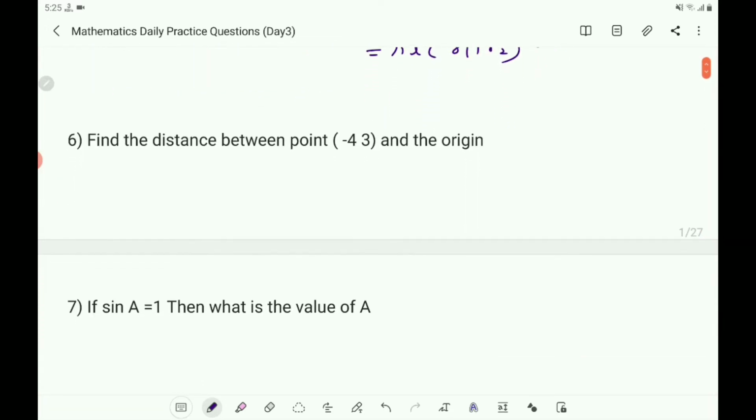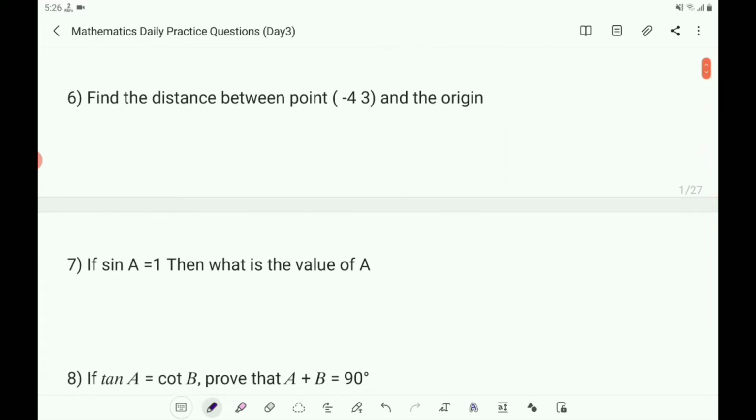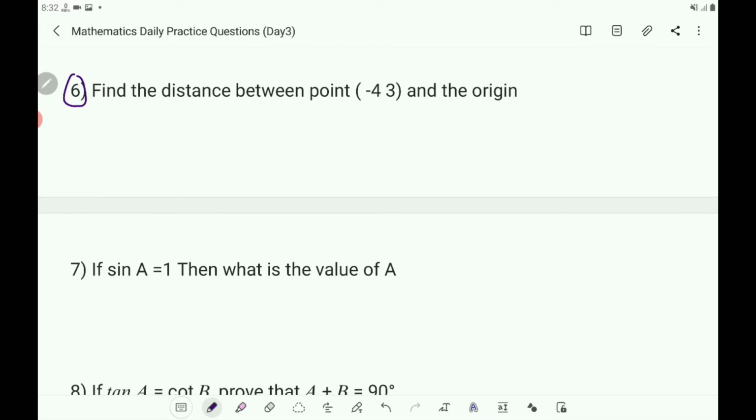Now take the sixth question. Find the distance between point (-4, 3) and the origin. You know the formula to find the distance between the origin and a point.